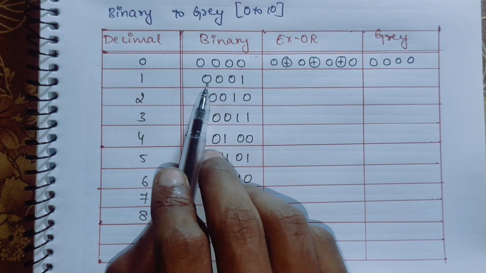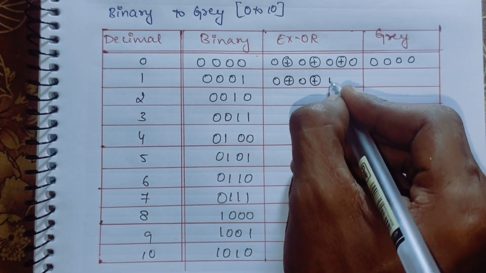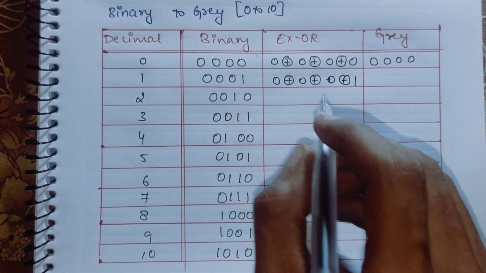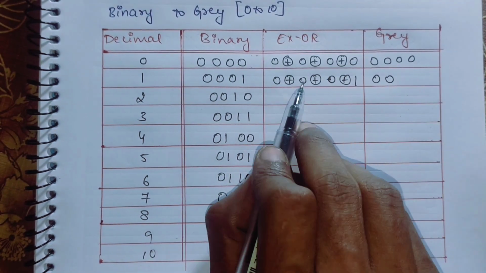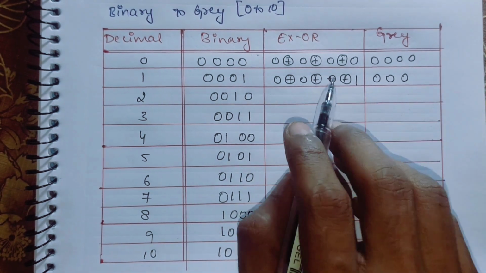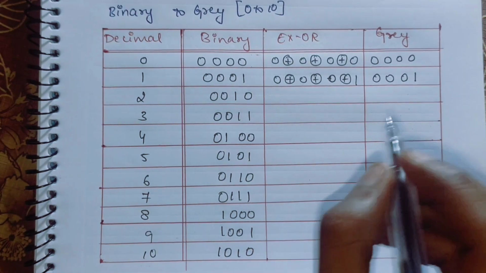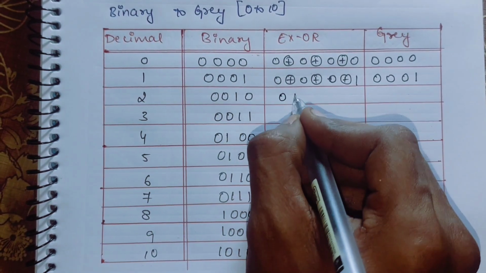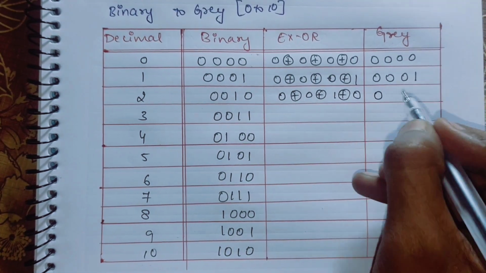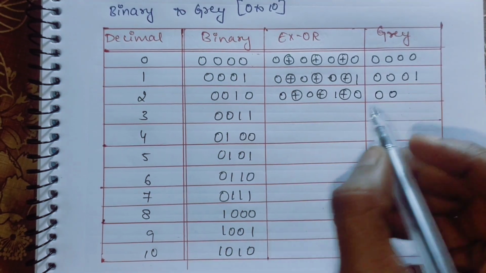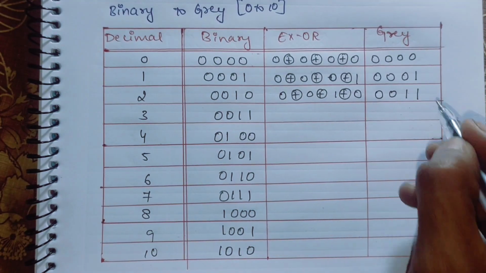Now for 1, which is 0001: 0 XOR 0, 0 XOR 0, 0 XOR 1. Here the initial value will be the same. 0 XOR with 0, it is 0. 0 XOR with 0, it is 0. 0 XOR with 1, here the digits differ, so we get 1 here. Now perform for 2: 0 XOR 0 XOR 1 XOR 0. 0 will be here. 0 XOR with 0, it is 0. 0 XOR with 1, it is 1. 1 XOR with 0, it is 1.